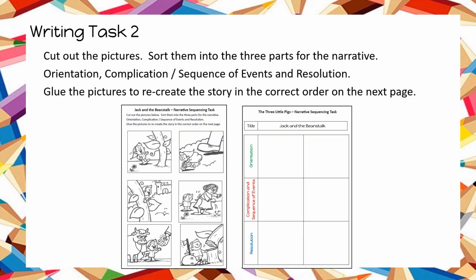Our writing task today is exactly the same as yesterday. Once again, I've given you the pictures of the story. This time it's Jack and the Beanstalk, and what I'd like you to do is to cut them up and sequence them according to the orientation, complication, and resolution. Once you've finished, can you take a photo of yesterday's worksheet and today's worksheet and upload them into our completed work document for week 2?